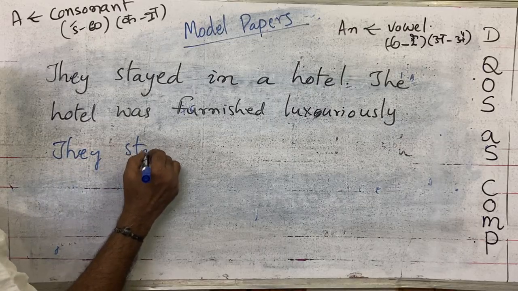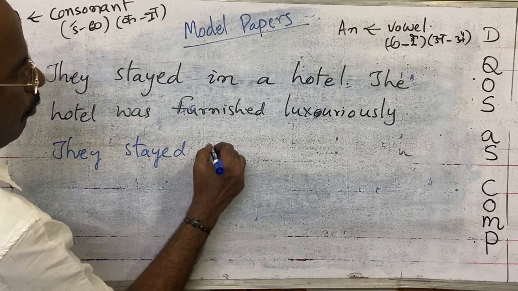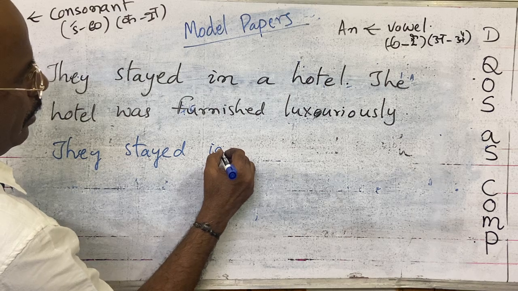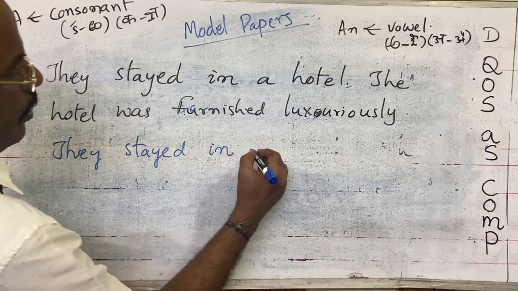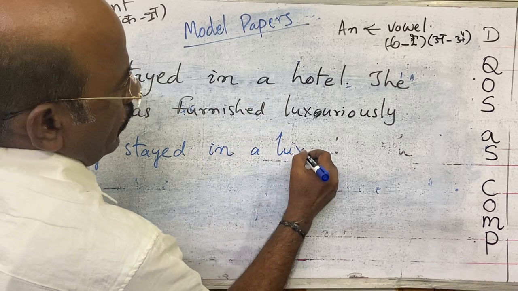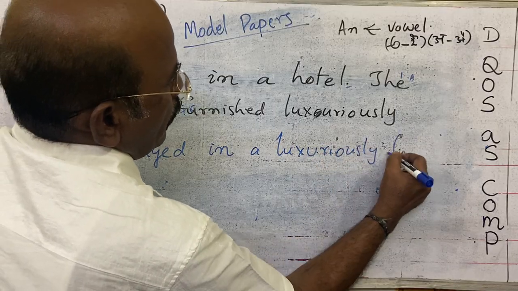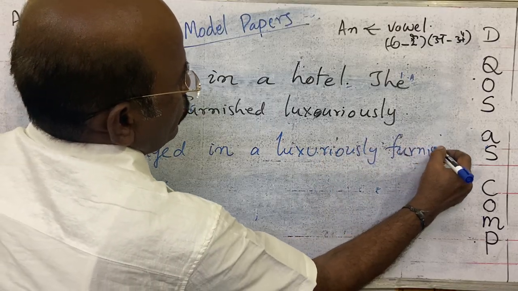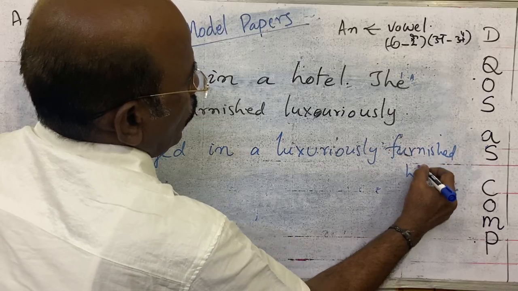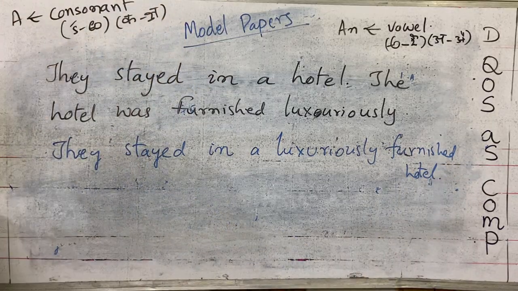They stayed in a luxuriously furnished hotel. Simply it is given. It's not that difficult. One more bit is given. She received a gift. It was unique but slightly impractical.